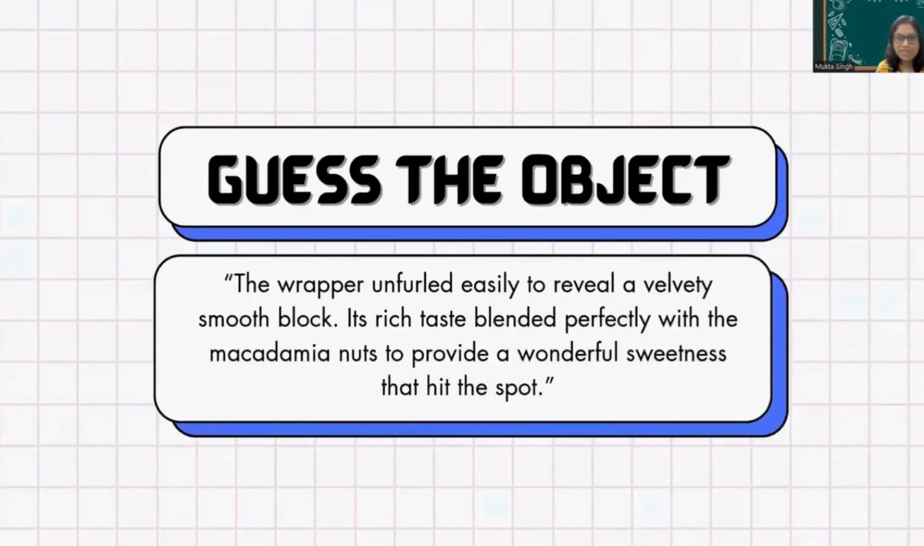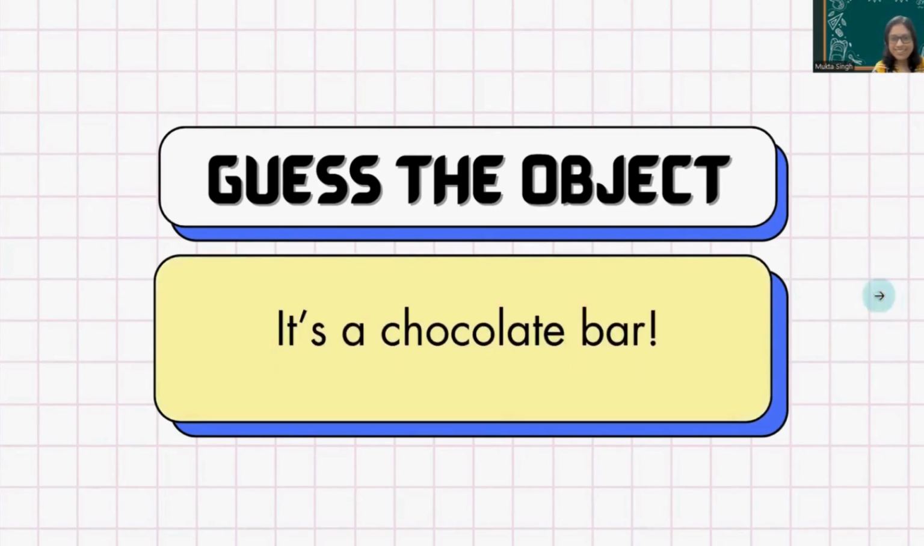Now we're going to do an activity where you will read and listen to some descriptions and guess the object. The sentence is: the wrapper unfurled easily to reveal a velvety smooth block. Its rich taste blended perfectly with the macadamia nuts to provide a wonderful sweetness that hit the spot. So the descriptions say it was inside a wrapper, a smooth velvety block. The taste is sweet, nutty. So what is it? All right, it's a chocolate bar.